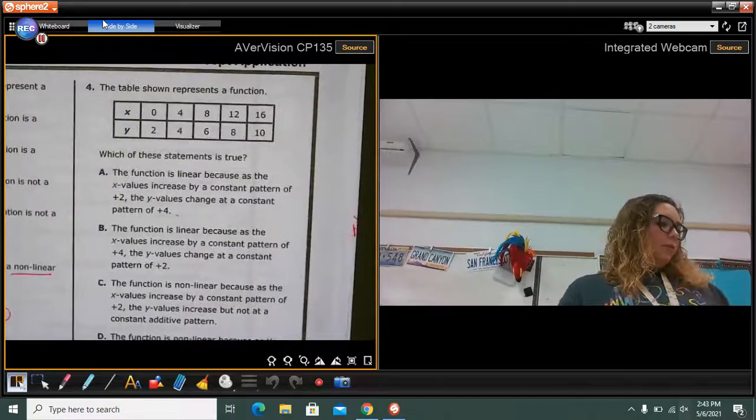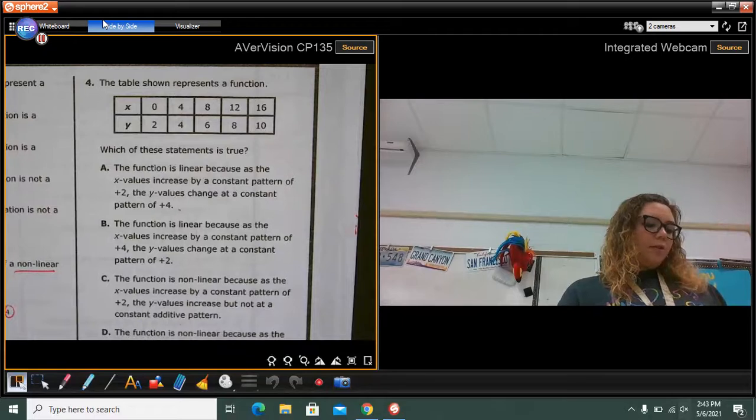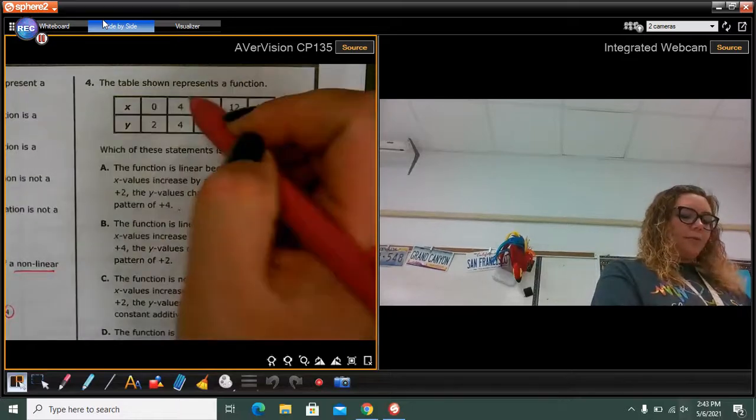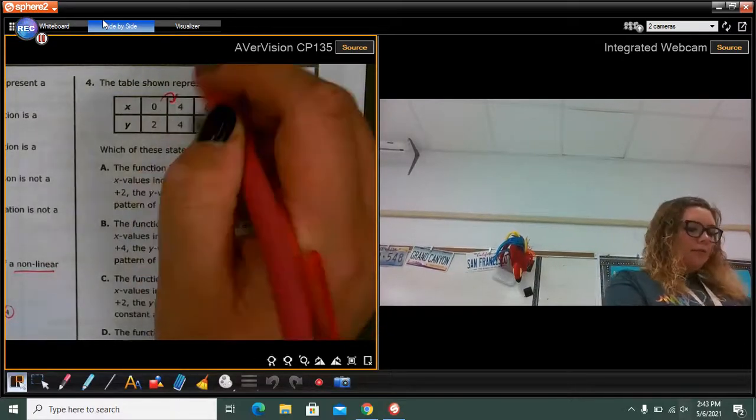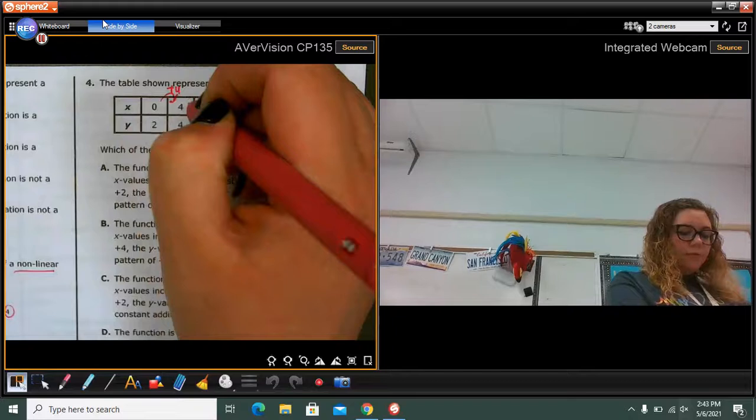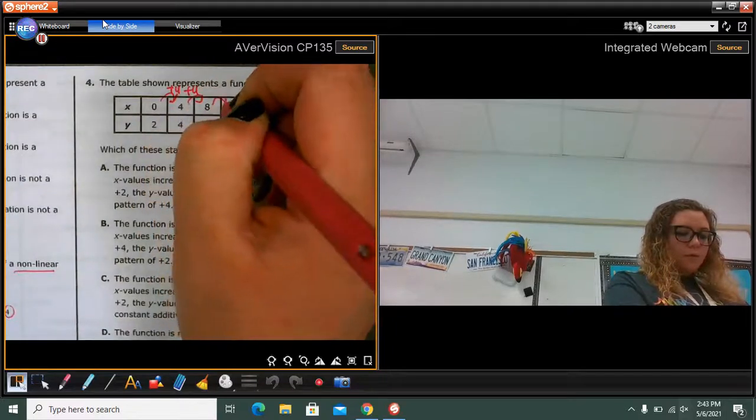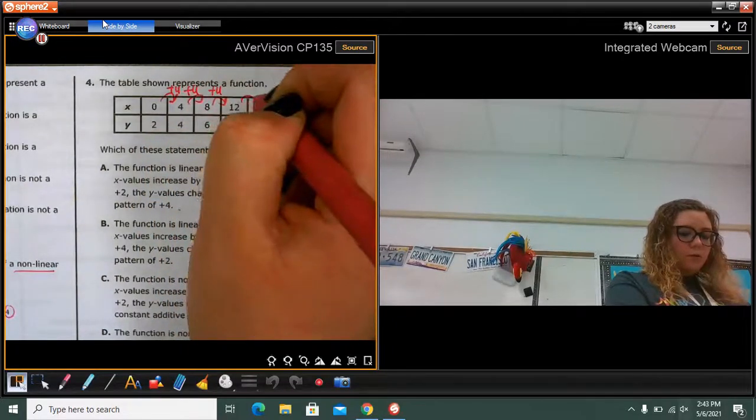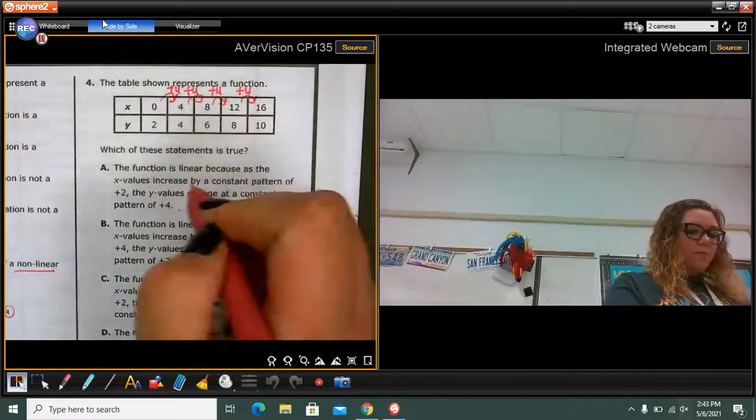Let's look at number 4. The table shown represents a function. Which of these statements are true? Okay, let's see what we're increasing for. 0 to 4, I'm adding 4 all the way on the top. And on the bottom, I'm adding 2.